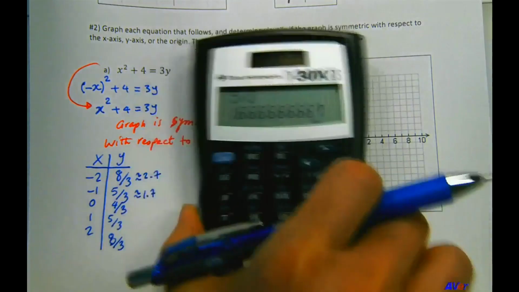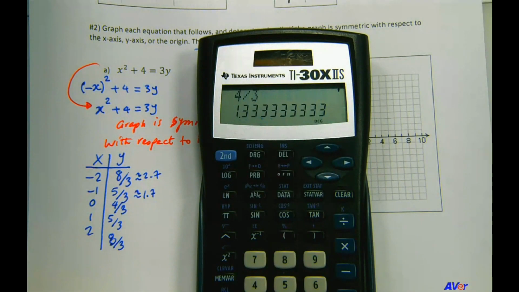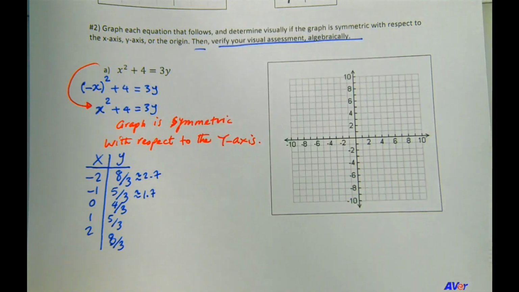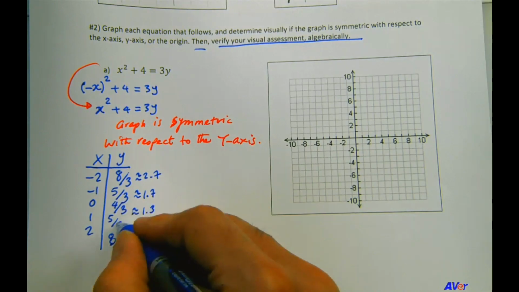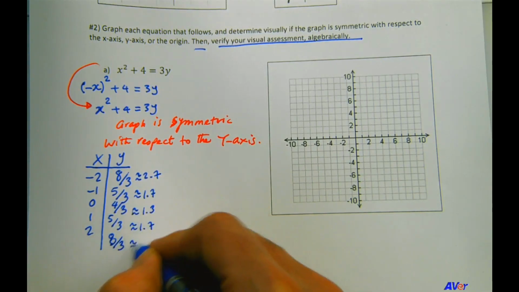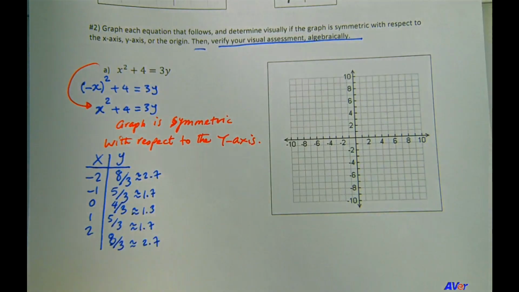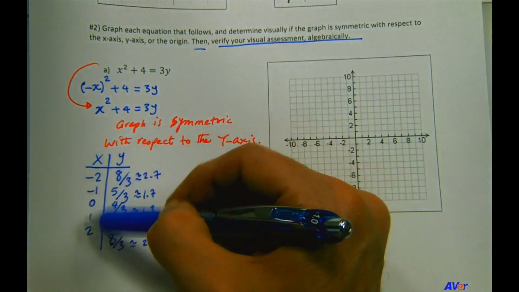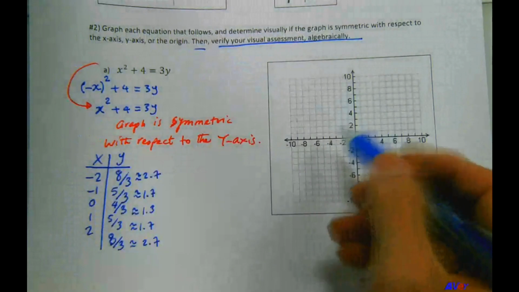4 divided by 3, 1.33 or 1.3. And again 5 over 3, which is 1.7. Again 8 over 3 is 2.7. So you pick some easy x values and you calculate the y, and now let's plot these.